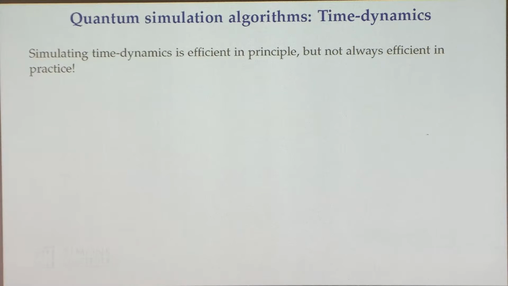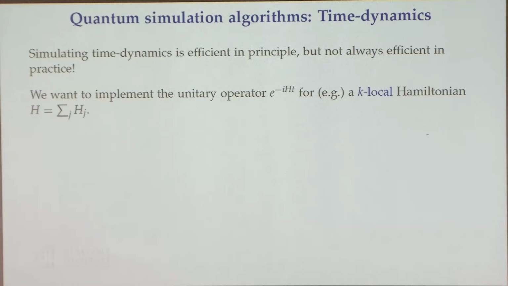Okay, so that was static simulation, but we can also do simulating time dynamics on a quantum computer. And this is an interesting one because in a sense, it's almost the converse of the static case in that these sort of algorithms are efficient in principle, in that there are many algorithms that run in time polynomial in the size of the system that we're wanting to simulate. But many of these algorithms turn out not to be quite as efficient in practice as you would like. And a lot of work has gone into making this as efficient as we possibly can.